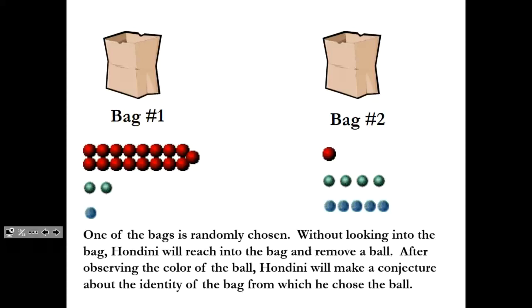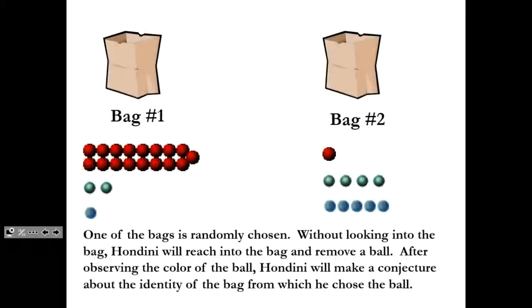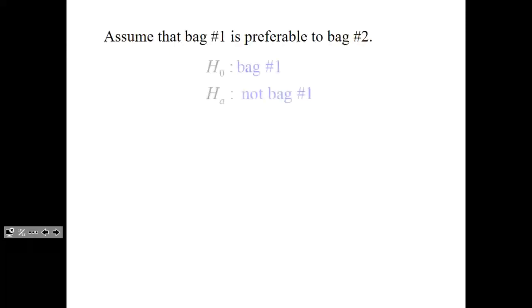So he has a null hypothesis. He's going to have an alternative hypothesis. He's going to figure this out, and he's figuring out what his test is. So first one, let's just assume for the moment that bag 1 is preferable to bag 2, that we prefer the bag that has 17 red balls over the bag that has 1 red ball. So that means his null hypothesis is to have bag 1. His alternative hypothesis is he doesn't have bag 1.